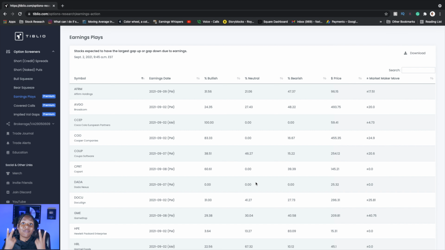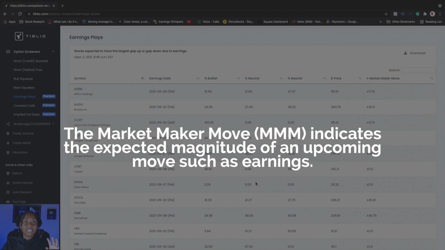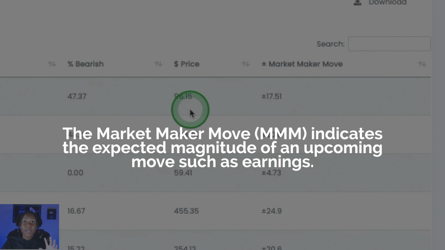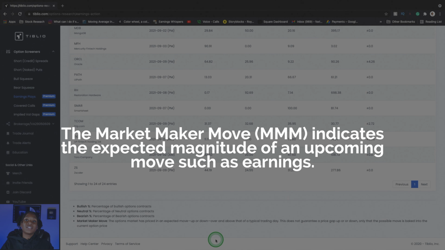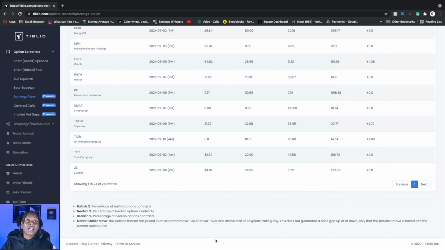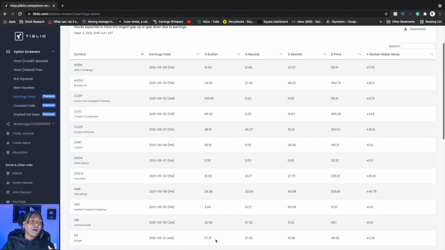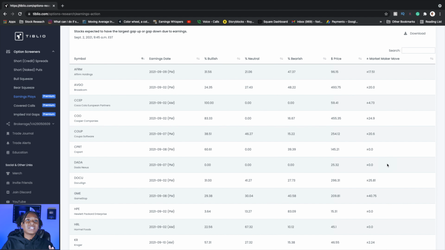So this one is gonna be four options. And then also, one of the most amazing things about this as far as the earnings is this market maker move right here, the MMM. So what you can do is use this information to set up your limits of where the stock is going to go. The market maker move is basically just the option market's guesstimation of how much this stock is going to move up or down after earnings, or with that earnings play.